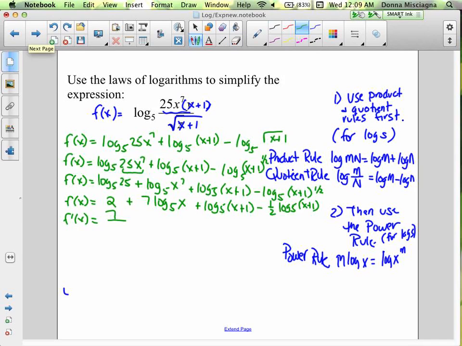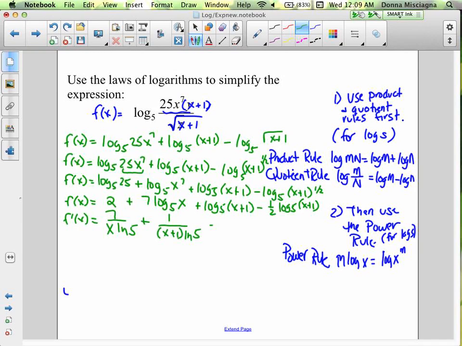And in the denominator, we're going to have just the x, but times the natural log of 5. And there we go. There's the first one. Plus, well, the derivative of x plus 1 is also just 1. So we're just going to have a 1 in the numerator. And we're going to have an x plus 1 times natural log of 5.